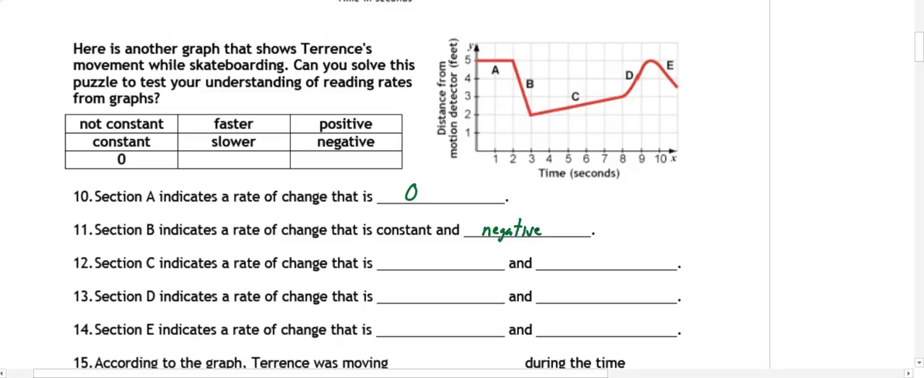C represents a rate of change that is constant and positive because it's going up. D represents a positive slope again because we're going up. However, this time it's curved, so it's going to be not constant. It's still a positive slope right now. And then for E, it's curved again and it's going down. So again, this is not constant and negative because the line is going down.